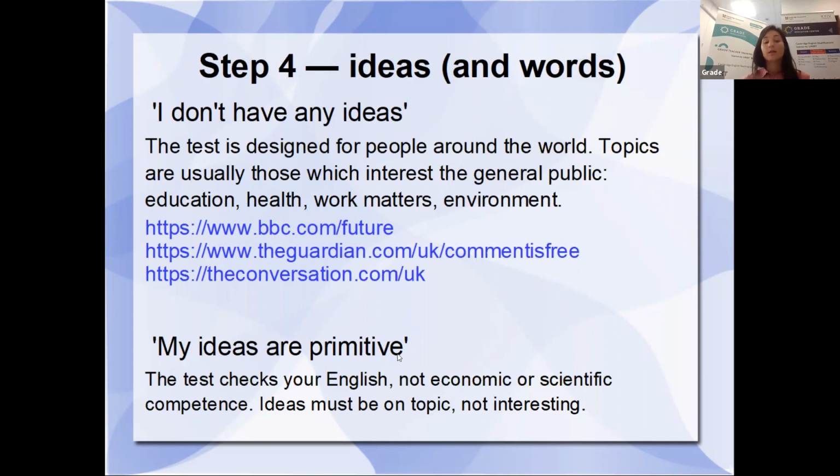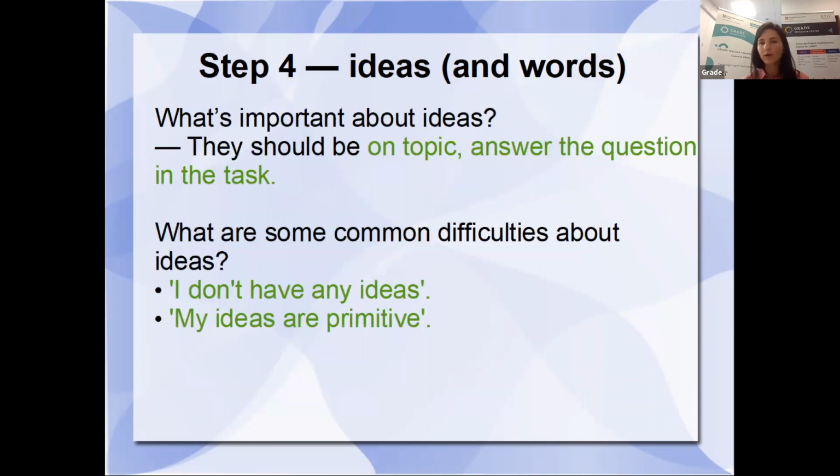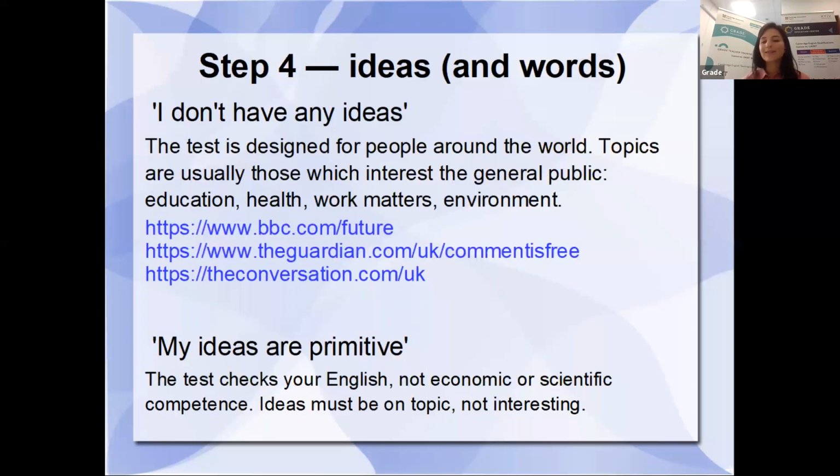Okay. The next problem is my ideas are primitive. Well, first of all, we should not forget that IELTS checks your English competence, not economic or scientific competence. And ideas must be on topic. You have to answer the question in the task, right? But they don't have to be interesting. So even if you think that your ideas are primitive, go for them. Don't worry. Support them with clear arguments and you will succeed.